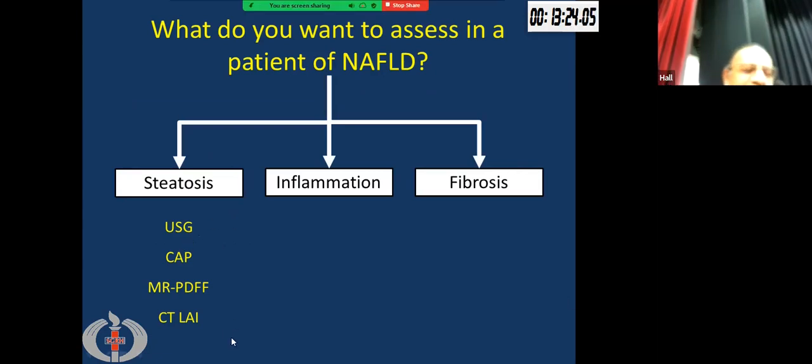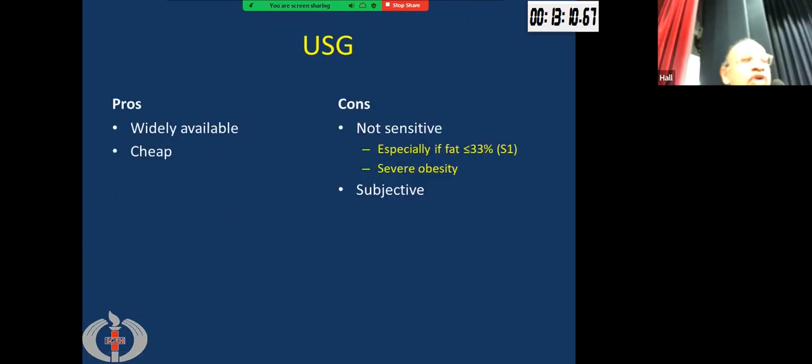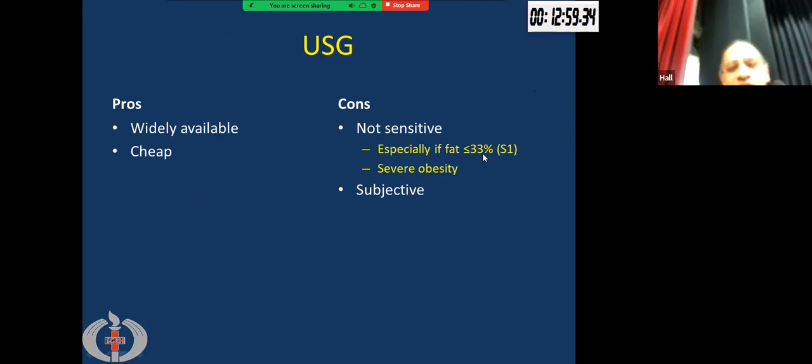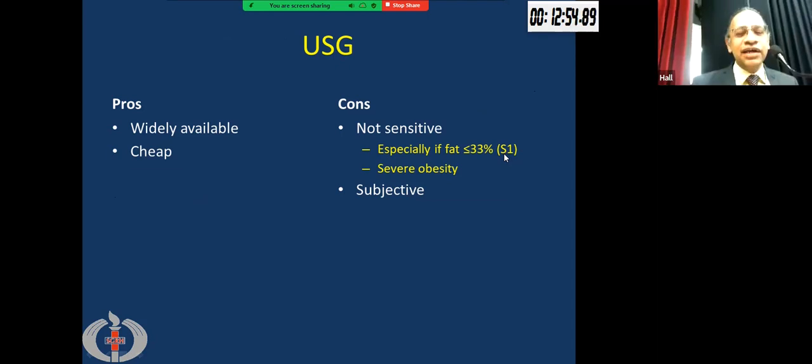So how do you assess for steatosis non-invasively? There are many modalities: ultrasound, CAP, the controlled attenuation parameter, which is a part of FibroScan, then MRI, advanced MRI techniques, and also CT scan. Coming to ultrasound, which is the most commonly available modality, widely available and very cheap compared to others, it is not very sensitive, especially if the fat is less than 33%, especially S1, and it is difficult to perform in patients who are severely obese.